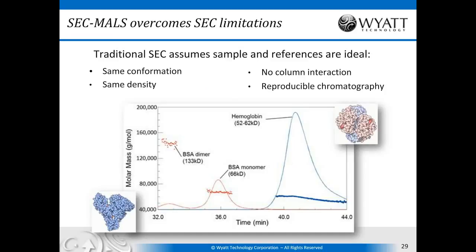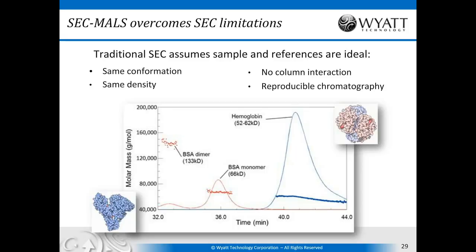Here's an example from the protein world. Again, we have our standards, the BSA monomer and the BSA dimer, and they elute at the times that you would expect for nicely behaved globular proteins. But hemoglobin, which has actually about the same molecular weight as the BSA monomer, elutes much later. And based on column calibration, you would expect it to have much lower molecular weight.